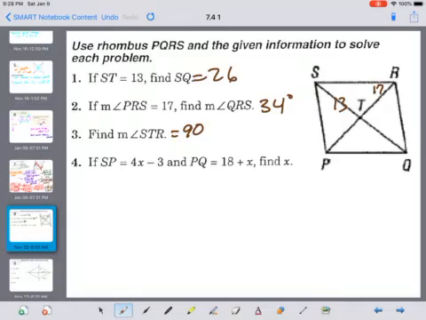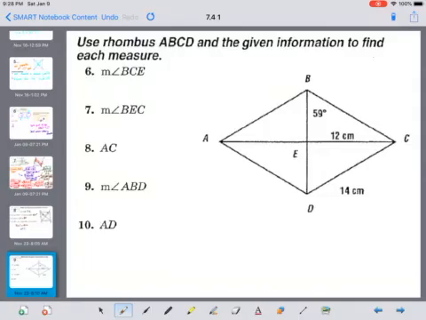And SP is congruent to PQ because rhombus implies that all sides are congruent to each other. And so we get X equals 7. Go ahead and take a minute to solve these 5 questions right here.